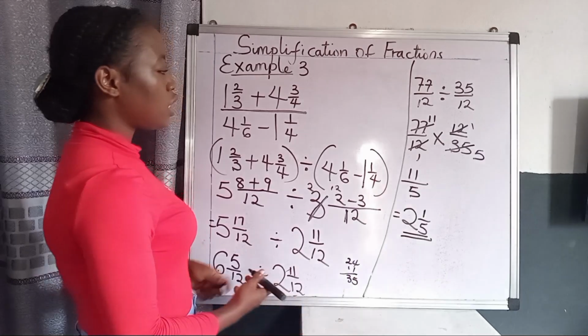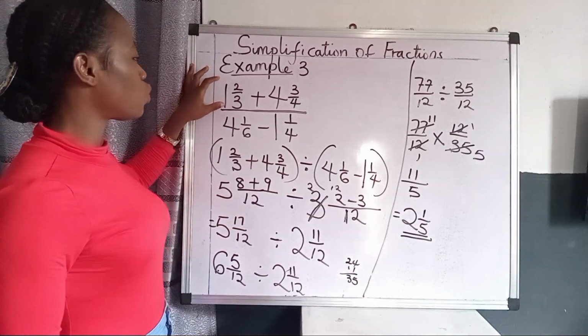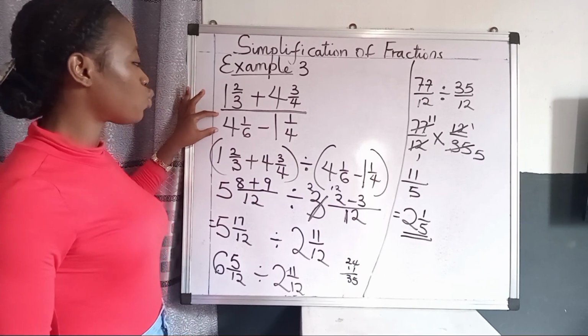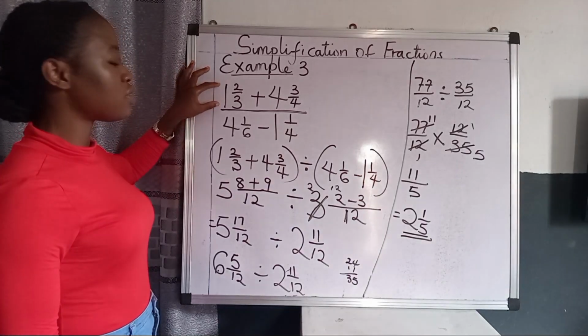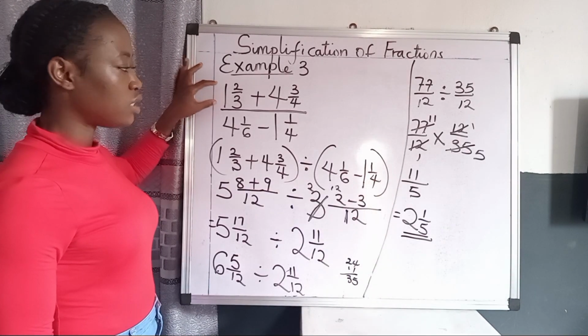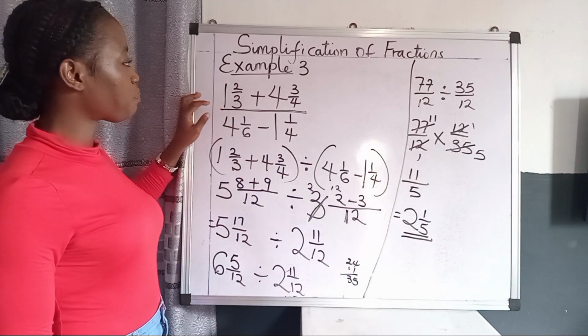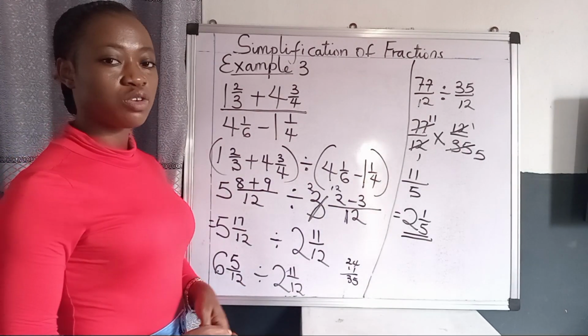So guys, if you are given a question like this, all you need to do is work out what you have as your numerator, keep it aside. Work out what you have as your denominator, also keep it aside. Then use the answer you got as your numerator, divide it by what you have as your denominator. So this is how to go about simplification of fractions.